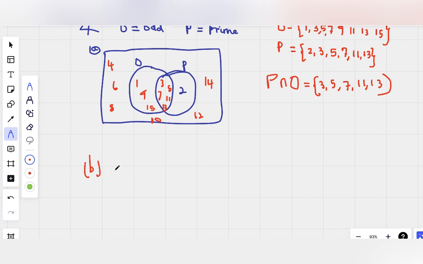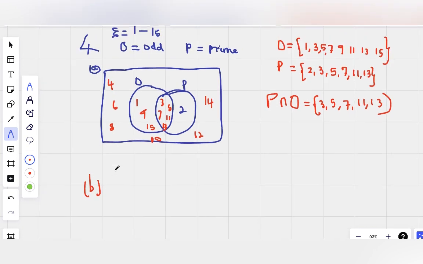Then the B part of the question says, a number is chosen at random. Calculate the probability that it's a prime number. A number is chosen at random. This is not a conditional yet. This is a normal probability.